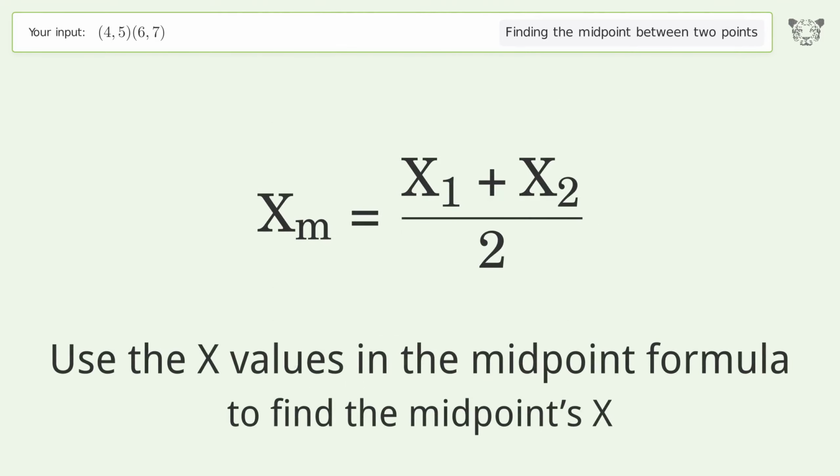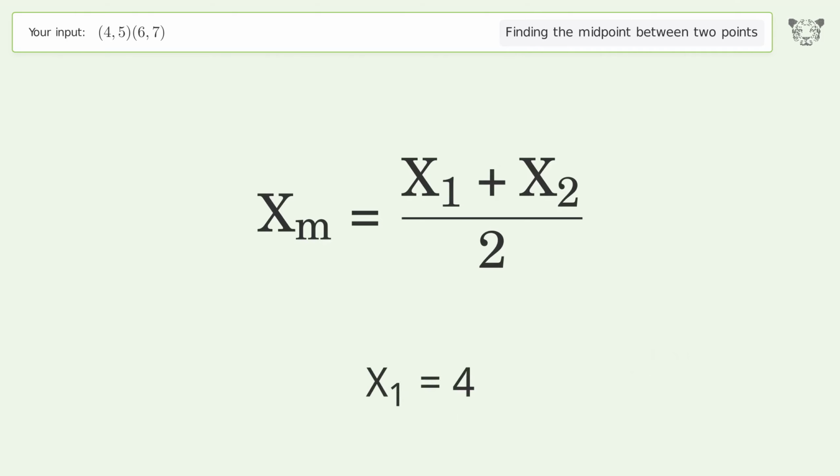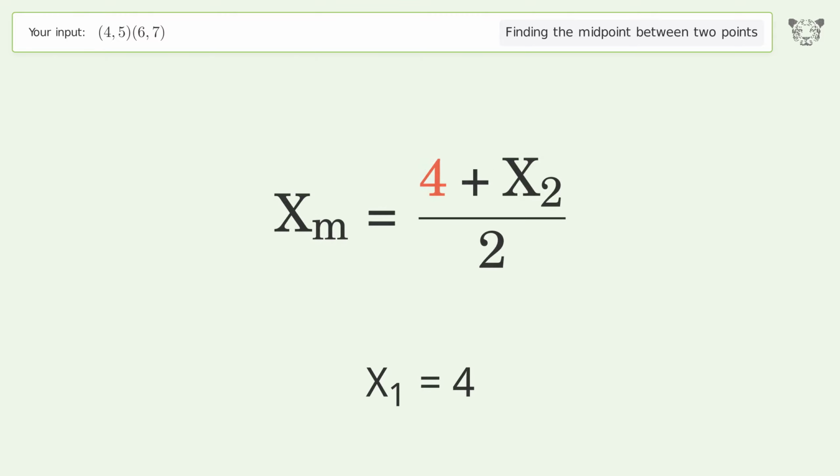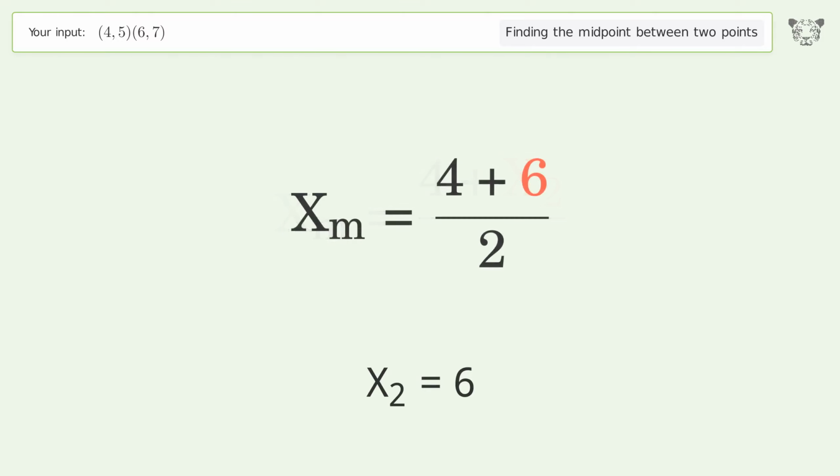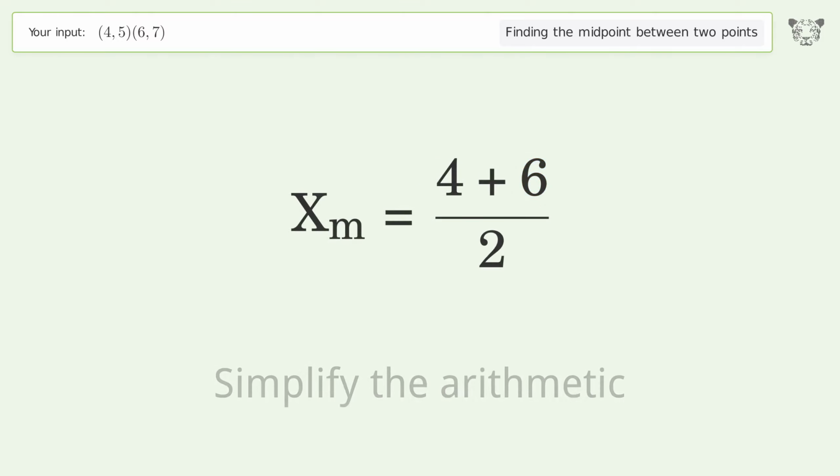Use the x values in the midpoint formula to find the midpoint's x. x1 equals 4. x2 equals 6. Simplify the arithmetic.